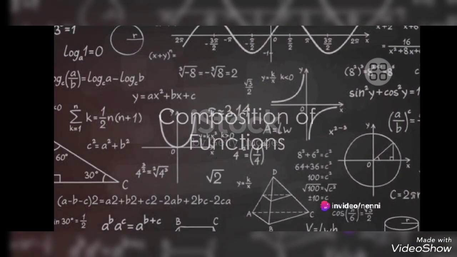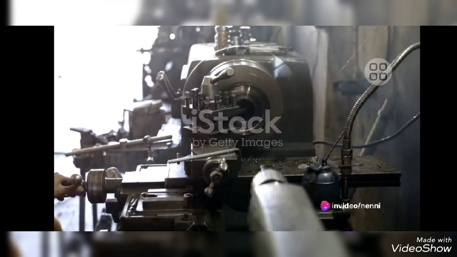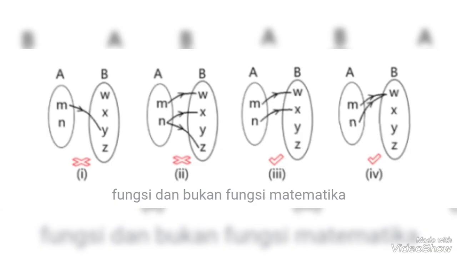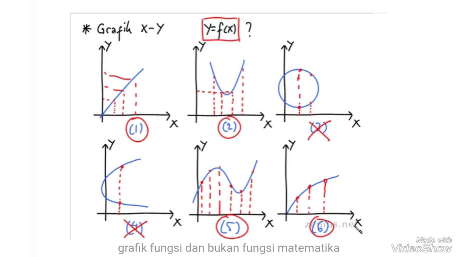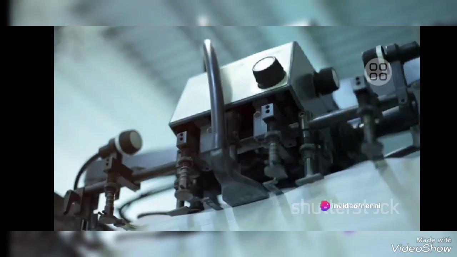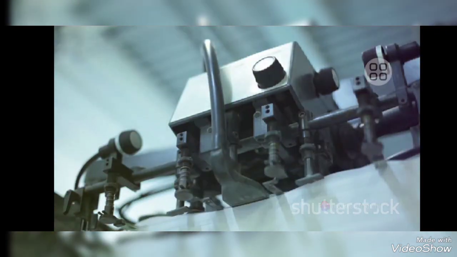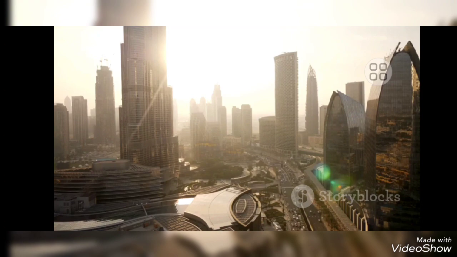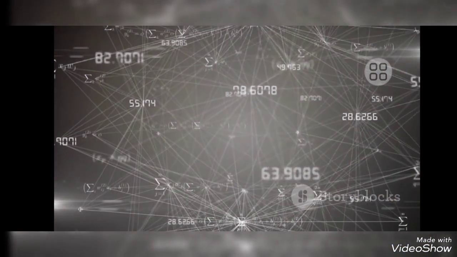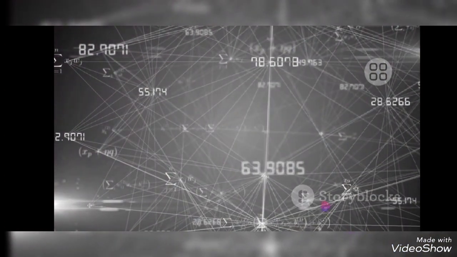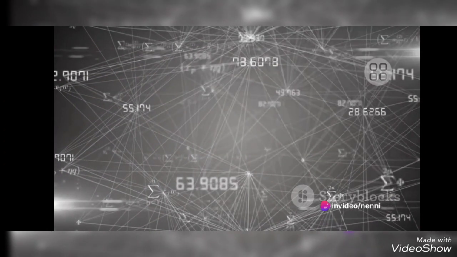The beauty of functions doesn't stop here. They can be composed. Picture two functions as two machines. The output of the first machine becomes the input of the second. This is the composition of functions. But remember, the range of the first function needs to intersect with the domain of the second for this composition to work.